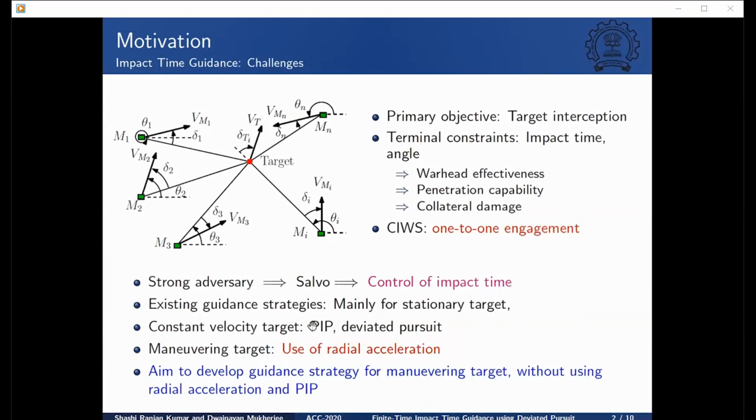Now, most of the work on impact time control has been done on stationary targets in the existing literature. Some have addressed constant velocity targets using the concepts of predicted interception points and deviated pursuit, while others, though these works are few, who have considered maneuvering targets, mostly use a radial acceleration component apart from the lateral acceleration one. So our goal is to get rid of these factors, this radial acceleration or the concepts of PIP, and yet be able to intercept a maneuvering target at a desired interception time.